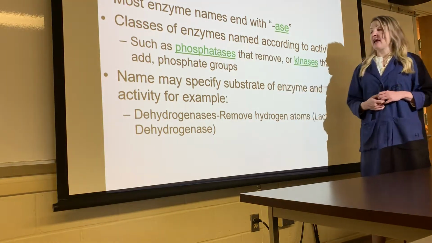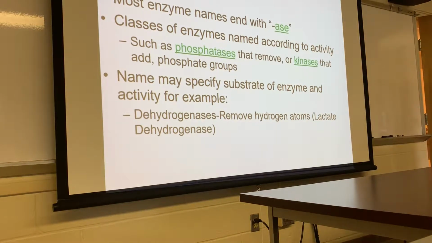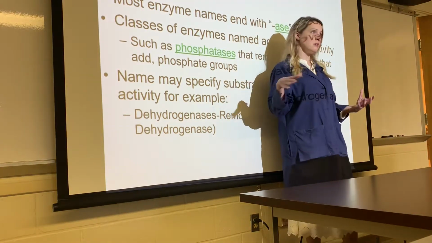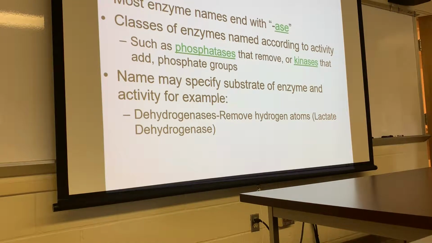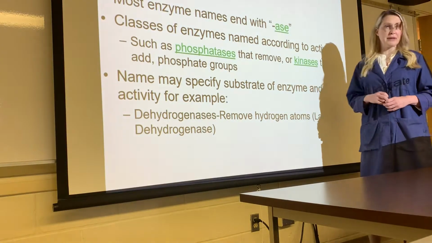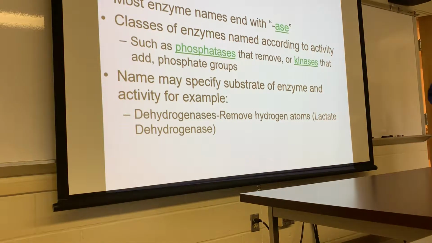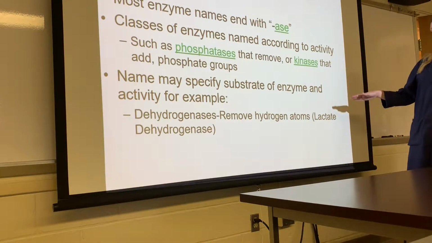The other thing that you can add is what the substrate is that particular enzyme acts upon. So for example, we're going to be talking about an enzyme called glucose 6-phosphatase. This enzyme specifically works on glucose 6-phosphate. So that's its substrate. And it's a phosphatase because it removes phosphates. Does that make sense? We're going to talk about that, and we'll talk about it more specifically in metabolism. So the name, again, can specify the substrate of the enzyme.